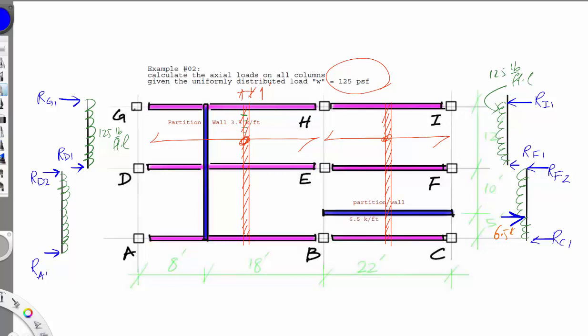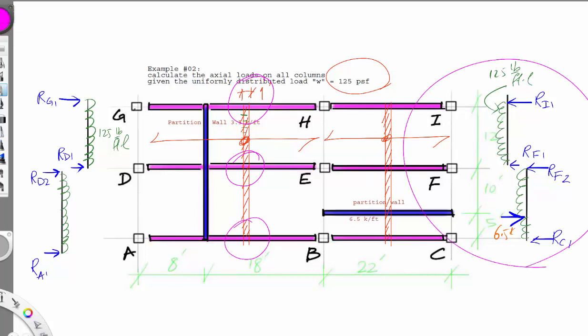So once we are done with this stage, this will give us the values. This one will give us the values at this point, and when we add these two reactions we get the value at this point, and this reaction will give us the value at this point.